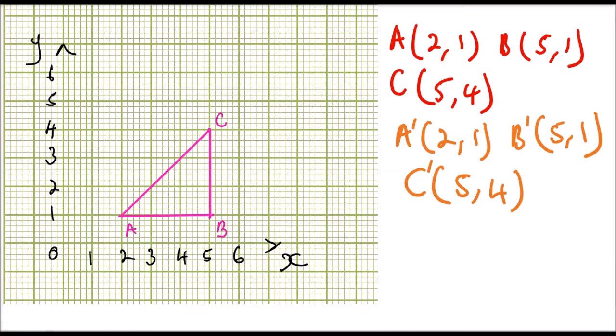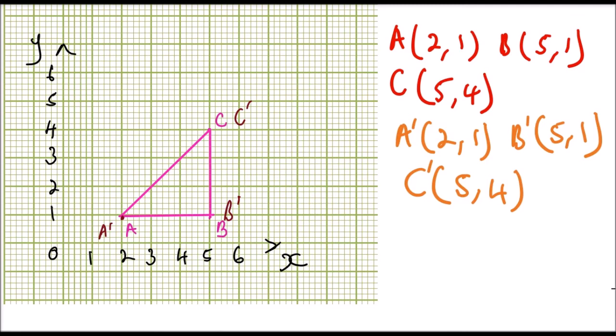Then we plot the image. Our A prime is at (2, 1), so this is where we have our A prime. B prime is at (5, 1), and C prime is at (5, 4). So that is the same position. So you find that the object and the image lie in the same place.